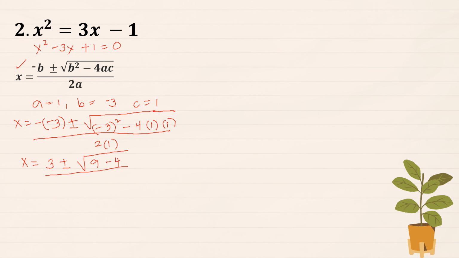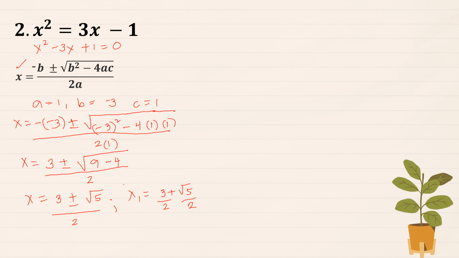And this will be over 2. Okay, so our x is equal to 3 plus minus square root of 5, and then all over 2. So our first x, x of 1, is equal to 3 plus square root of 5. But there is a denominator, so 2. Thus, we can have it in this way.